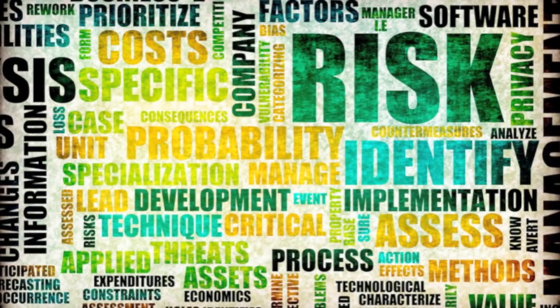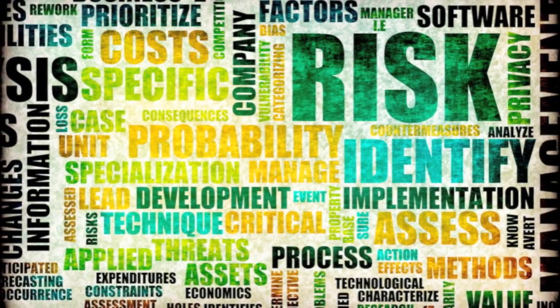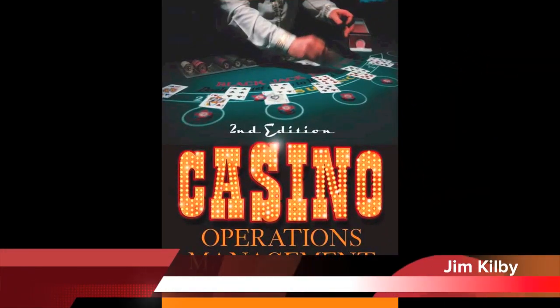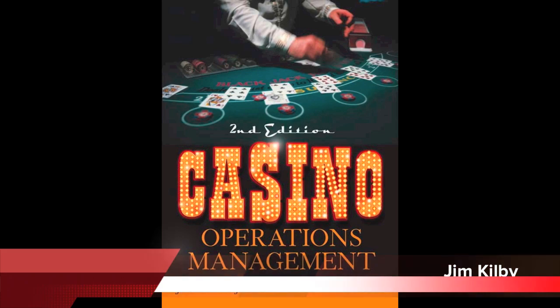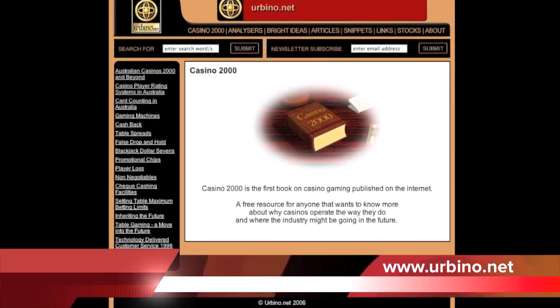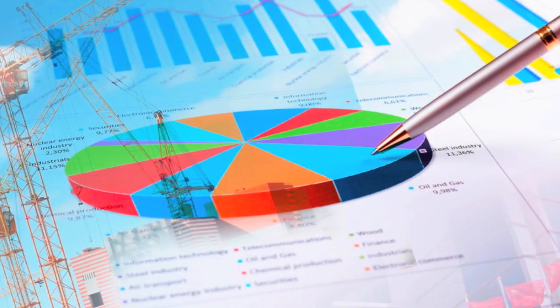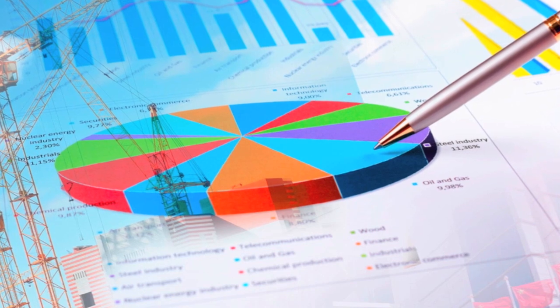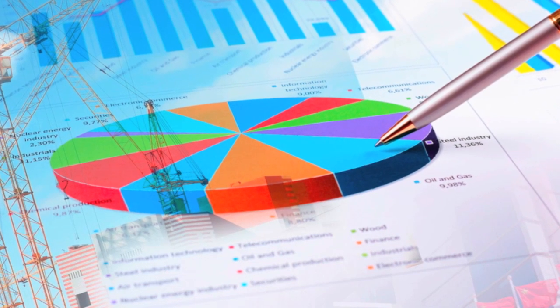There is some very good material available to explain volatility in casino games. One of my favourites is Casino Operations Management by Jim Kilby and others. Another great resource is Andrew McDonald's Urbino.net. These resources are great if you have an understanding and interest in math and statistics, but can be a bit dry for many.